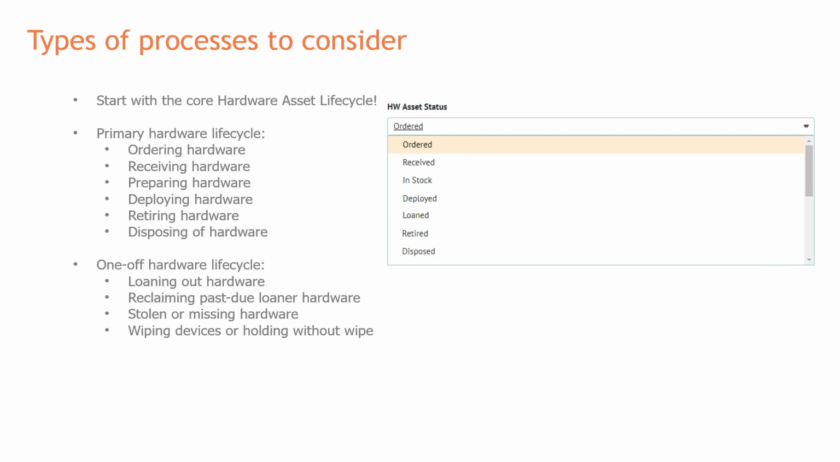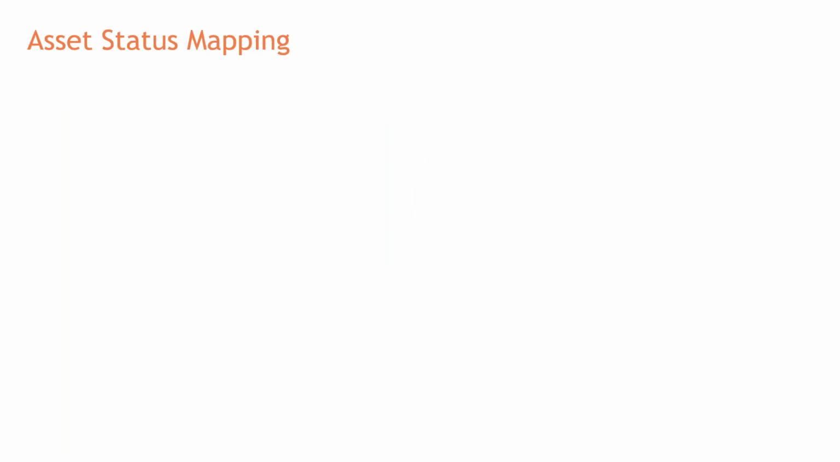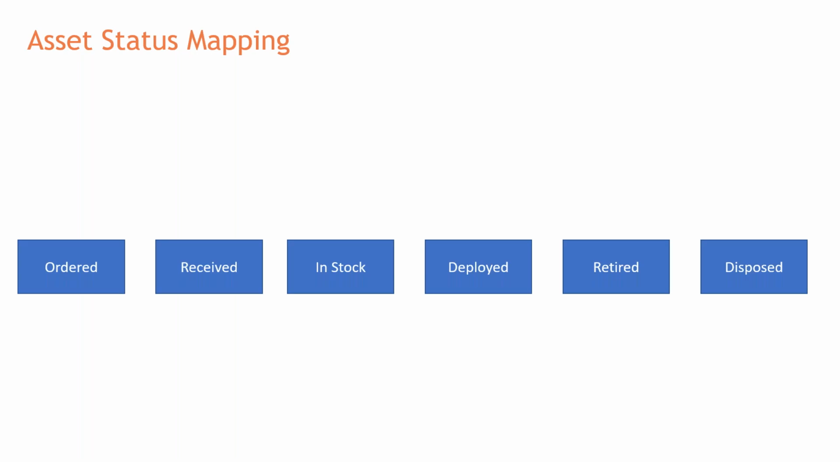So we'll see how we can think about this a bit more logically. We're going to draw this out. I'll move on to my next slide. We're going to map these statuses into a life cycle diagram, and this will build out as we go. So there I've got my key stages: ordered, received, in stock, deployed, retired, and disposed as a starting point.